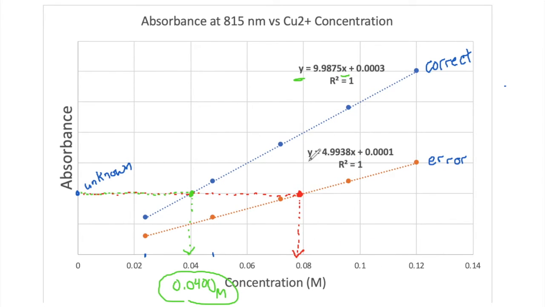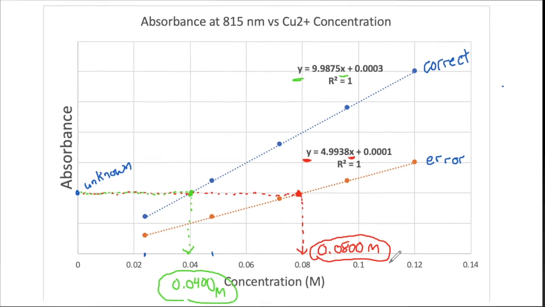And you can do the same thing algebraically by plugging in a certain y value to this equation. You will get an x value that is higher because you're going to end up dividing y by a smaller slope than with this equation. But in any event, you're going to be reporting an unknown concentration that is too high, even though all of your absorbance values are too low. That's what happens when you report your unknown concentration. It's going to come out to be too high.